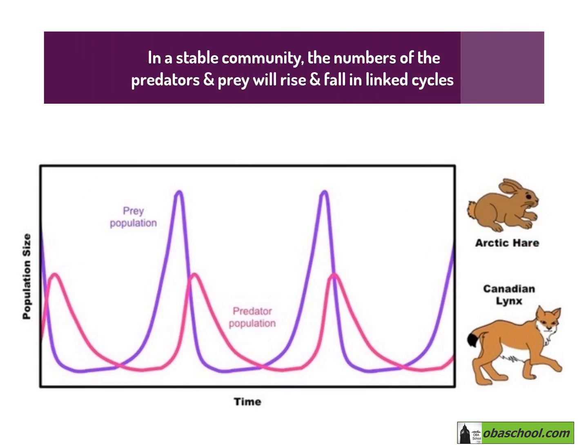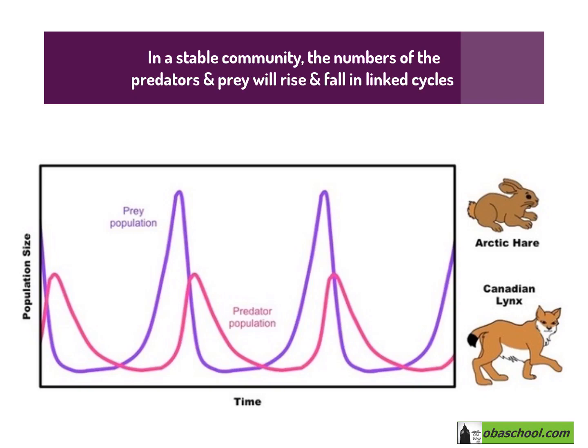Finally, it is important to mention that in a stable community, the numbers of the predators and the prey will rise and fall in linked cycles. So, as you can see here, the number of the prey and the predators will increase and decrease throughout the cycle.